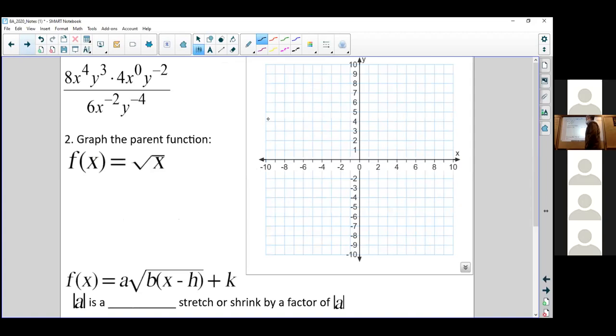All right, so first problem. This problem is not related to the bottom problem, but we just want to go through it and do the work for it. So I have 8 times 4. 8 times 4 is 32 over 6. And then I have x to the 4th. Nothing's going to happen there, so 4 plus 0 is 4.